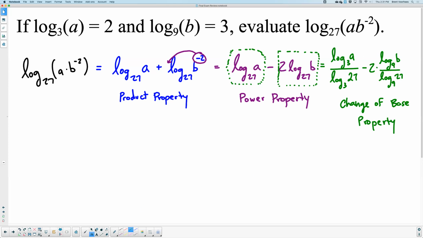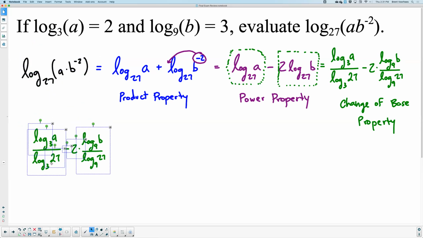Now I'm just going to copy and paste this so I can begin again down below. Okay, so beginning right here, now we can start simplifying. All right, what do we know about log 3 of A? Log 3 of A is 2. So we just evaluated this. We're going to substitute and say that's 2.